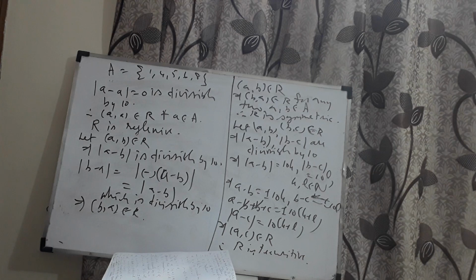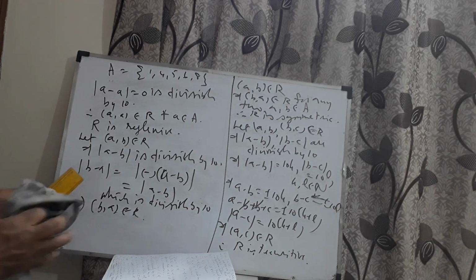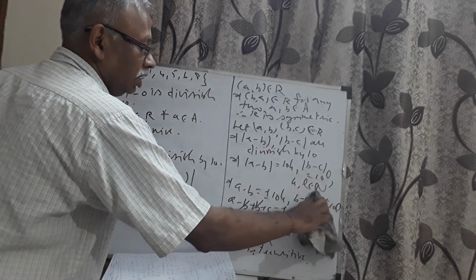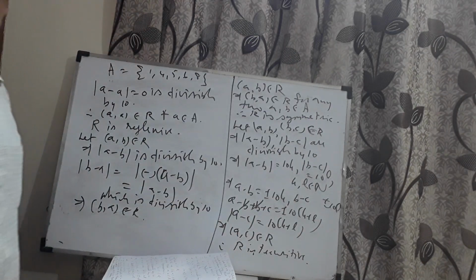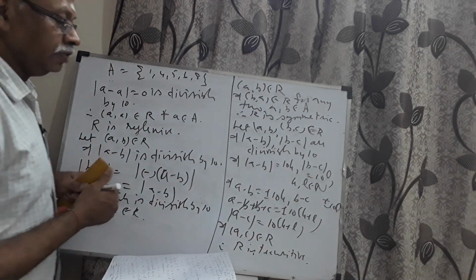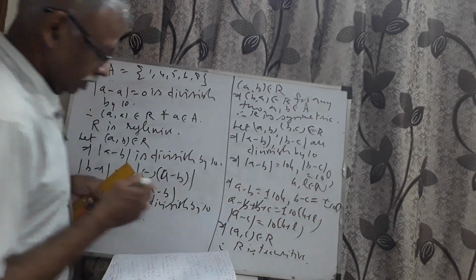Just by taking a simple example, I won't be able to say it is reflexive, symmetric, transitive. An example can be given only to negate a statement, not to prove a statement. To prove a statement, I should not give examples. Remember carefully: to prove a statement, we should always give a general proof like this.